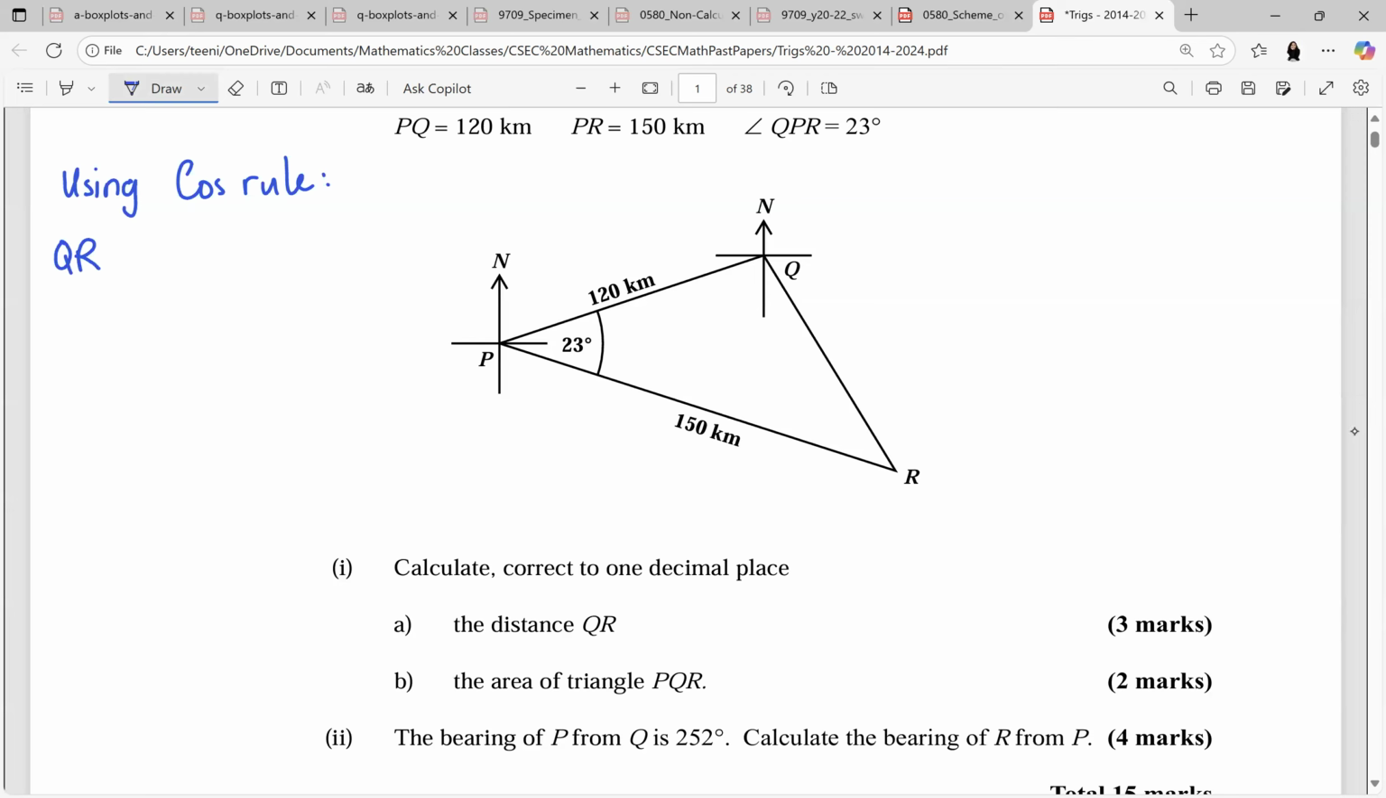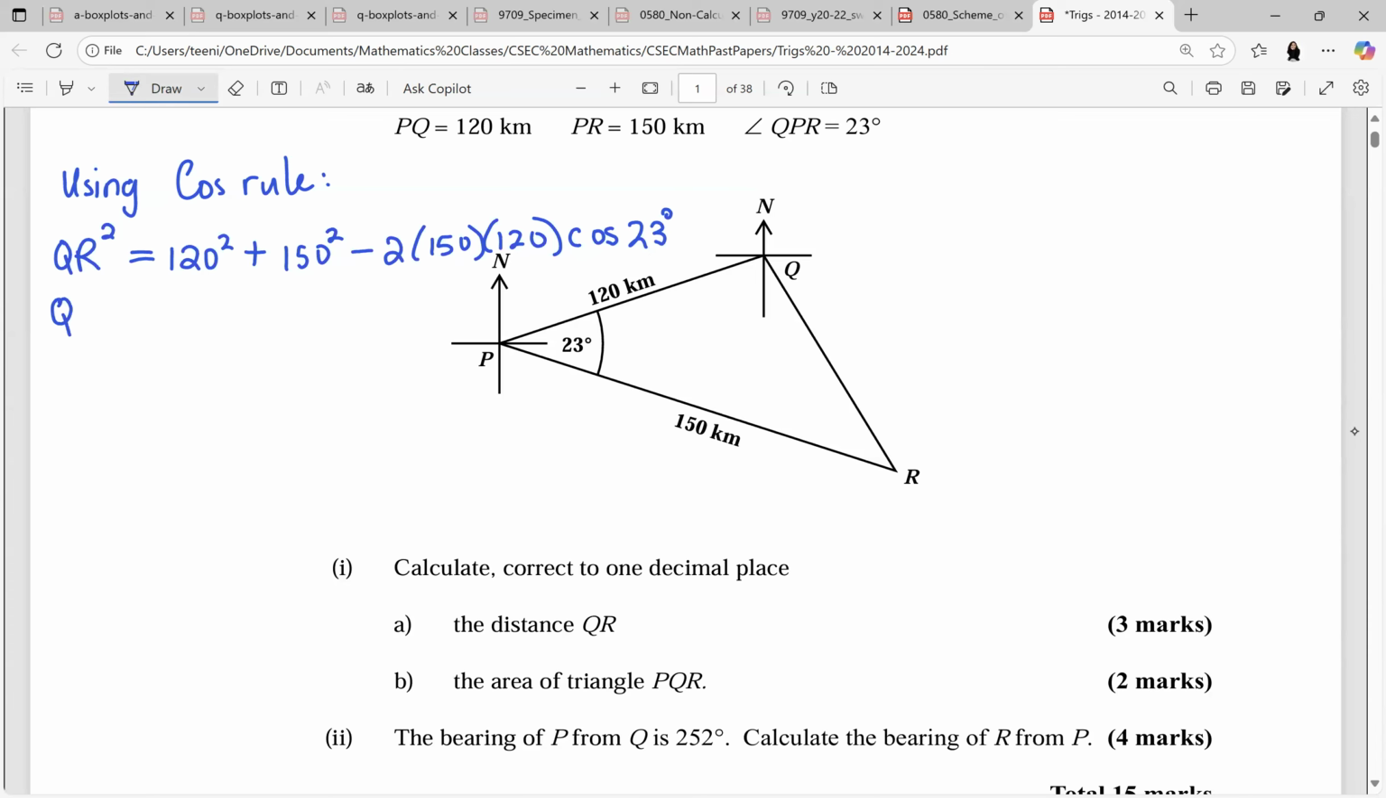QR, the side that we are trying to find, QR squared will be equal to the sum of the squares of the other two sides, 120 squared plus 150 squared, minus 2 times 150 times 120 by cos of the angle opposite this side that we're trying to find. So cos of 23 degrees.